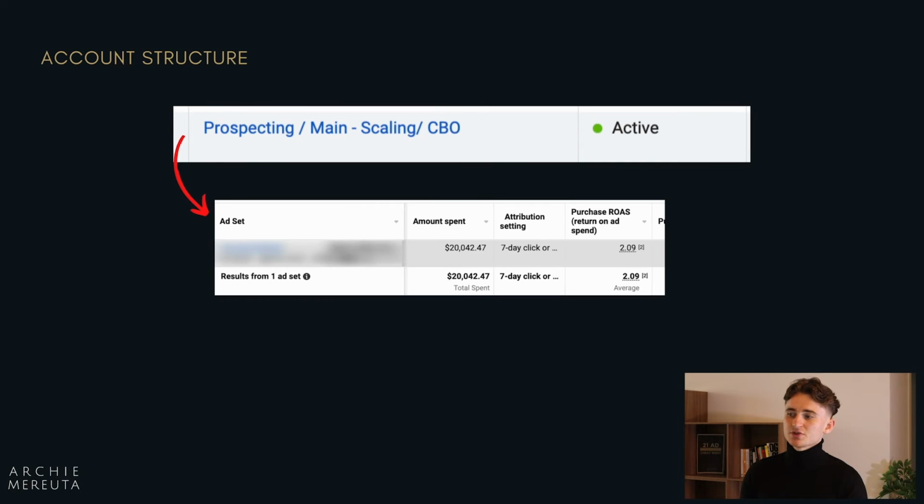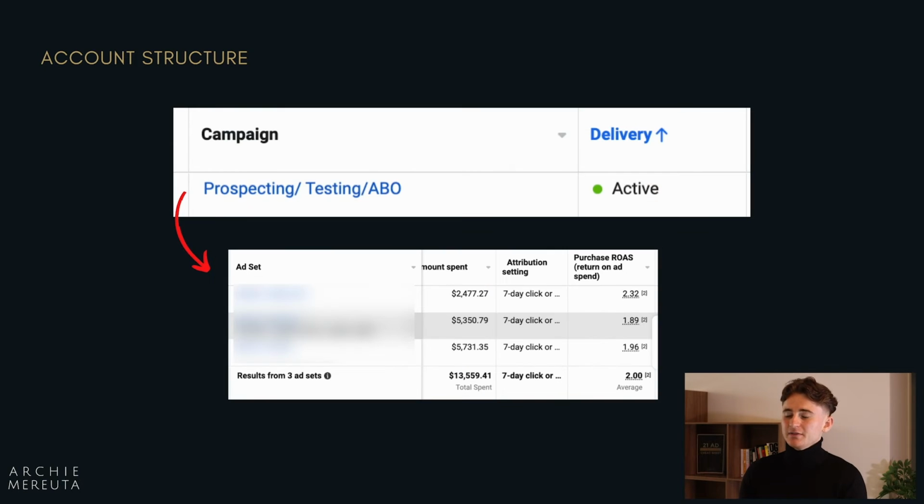Then for the scaling campaign, we use only one single ad set, and here we put a much higher budget to spend on the winning ad creatives that we've tested in the testing campaign, which looks something like this. We have the testing campaign, and inside it we have multiple ad sets where we test new ad creatives on a weekly basis. For the daily budget, we usually put somewhere like $100 to $150 per day on one ad set. Because if we just spend $10, $20 per day, it's going to take us weeks and months until we find out if an ad creative is working or not.